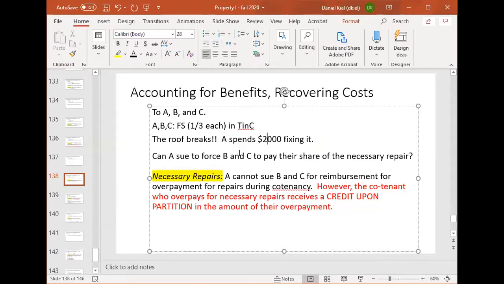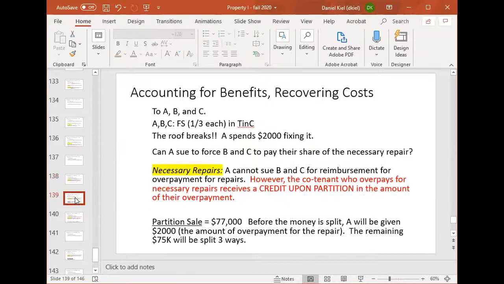No, not until a partition occurs. So as long as there's co-tenancy, it doesn't matter that A might sell to X or B might sell to Y or C might sell to Z. As long as it's co-tenancy, then nothing happens with this. Does that make sense? Okay. So it's only upon the partition sale that A or X or whomever can be reimbursed. Gotcha.